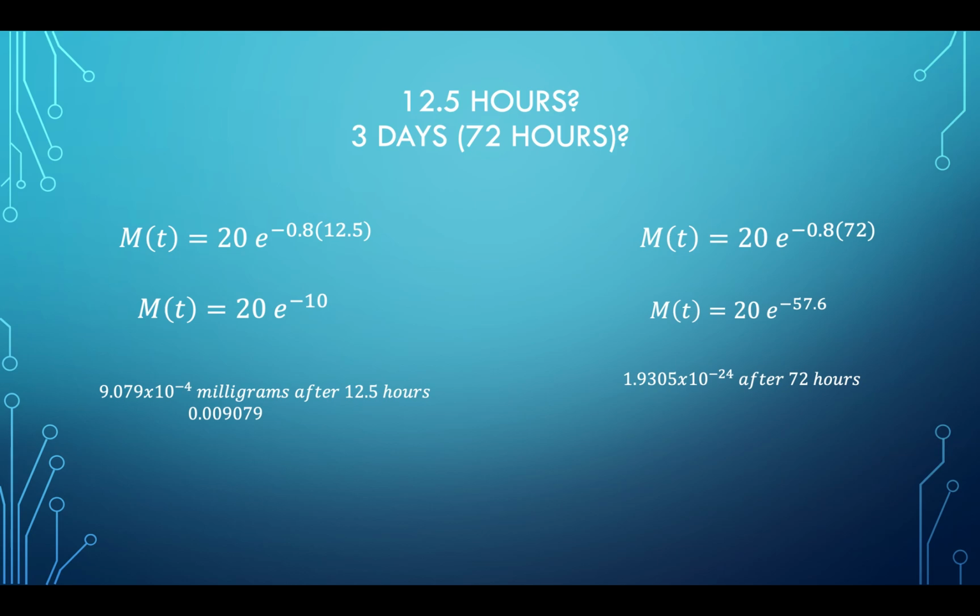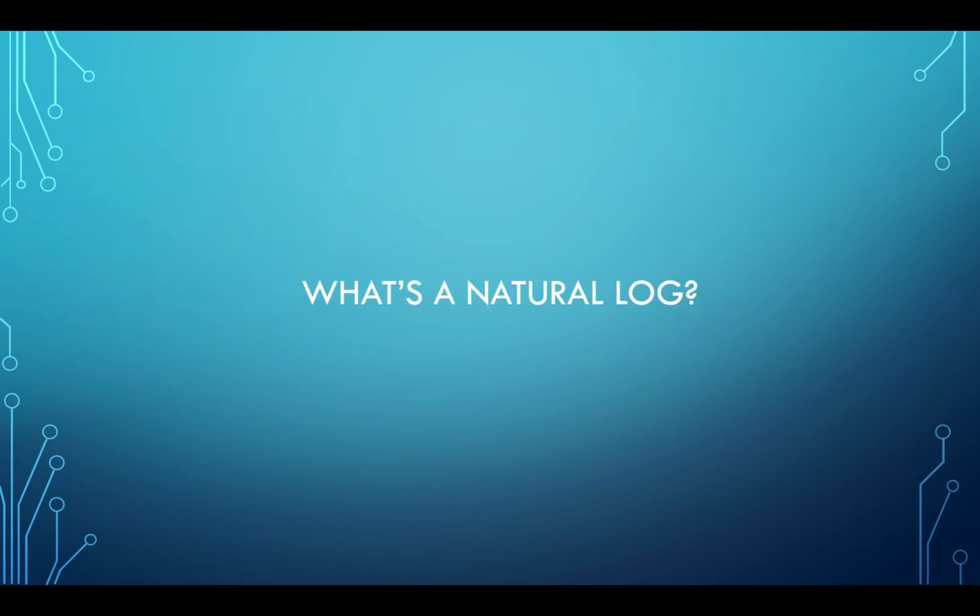So basically what this is telling me is that after 72 hours, when you have something to the negative 24th exponent, that's going to be so tiny. So basically after 72 hours, that drug is no longer in that person's bloodstream.